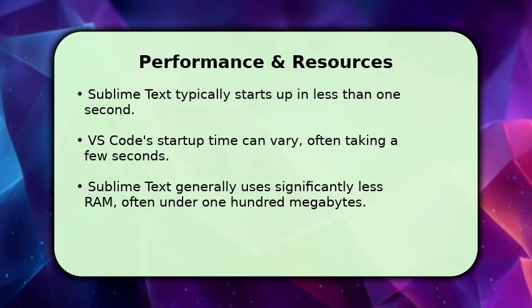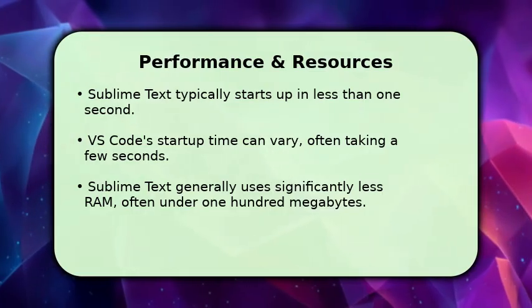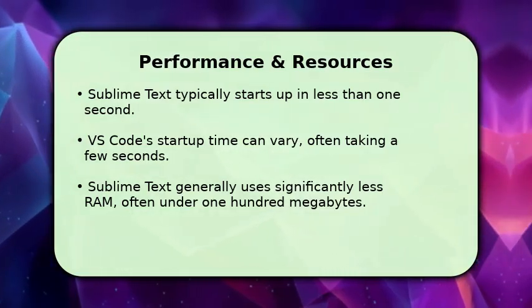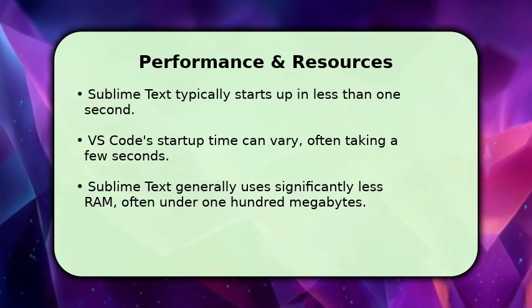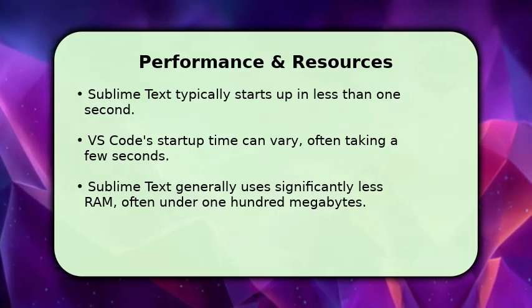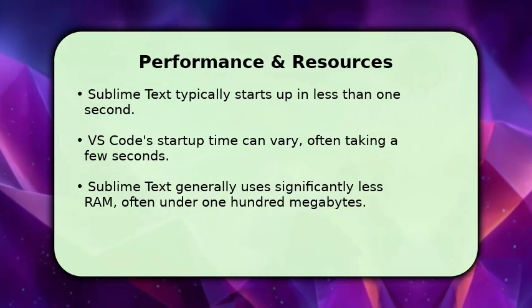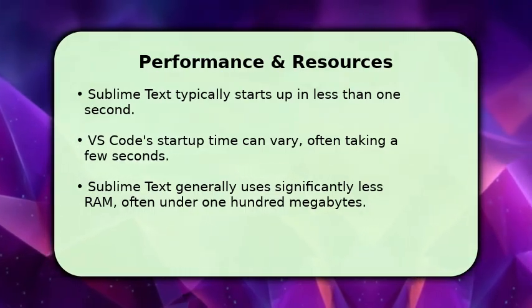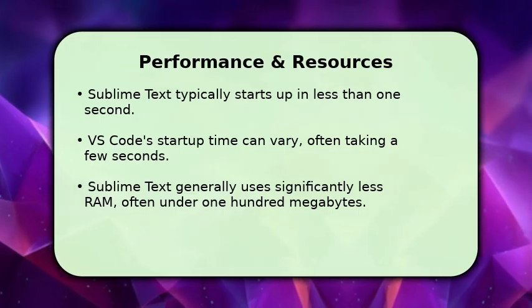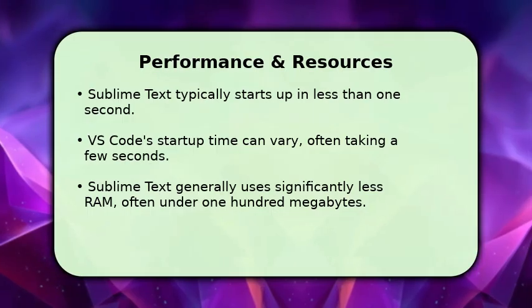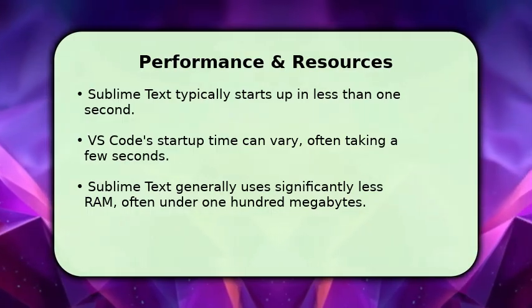Performance is a key differentiator. Sublime Text is renowned for its incredible speed, often launching in under 1 second and maintaining a very low memory footprint, typically below 100 megabytes. VS Code, built on the Electron framework, can be more resource-intensive. Its startup might take a few seconds, and memory usage can easily climb to several hundred megabytes, especially with many extensions running simultaneously. Consider your system's capabilities.